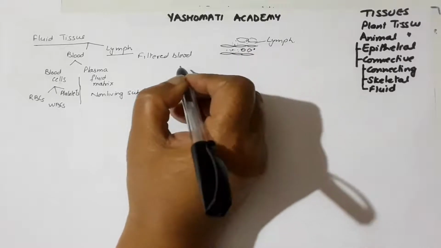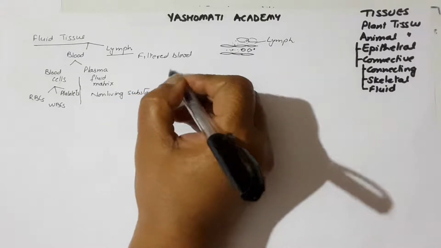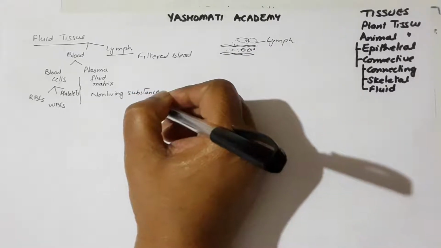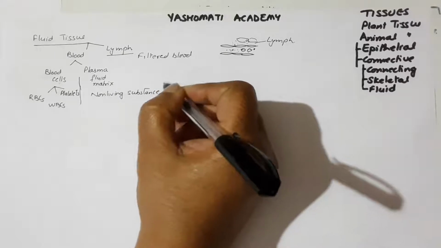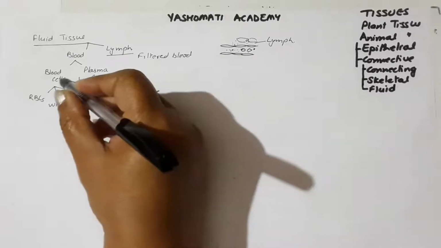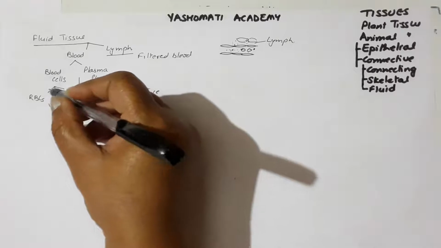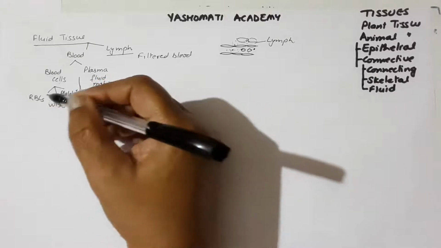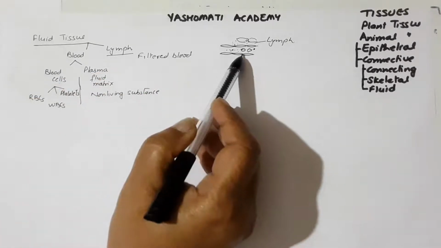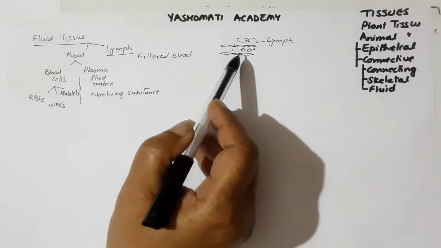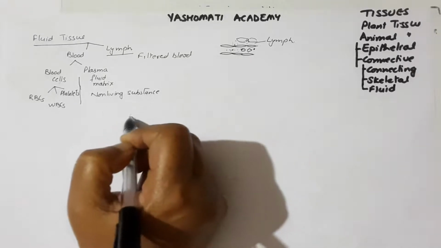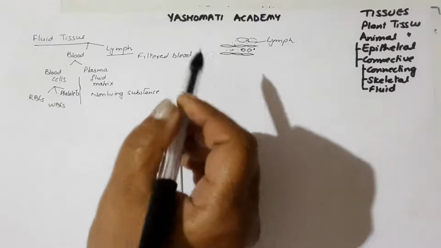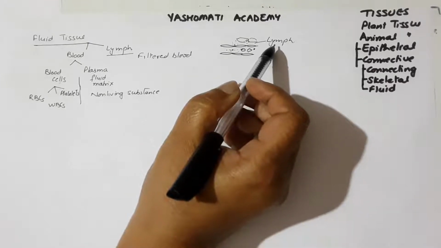Thus, lymph helps in carrying out some functions of the blood, but it cannot carry out the function of taking oxygen from one place to another. The reason is that RBCs are present only in the blood. RBCs have a bigger size, so because of that they are not present in the lymph.